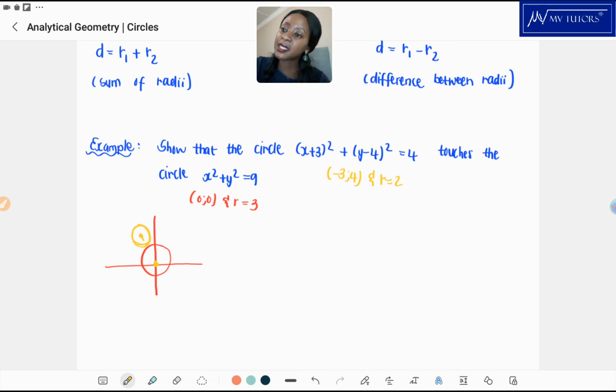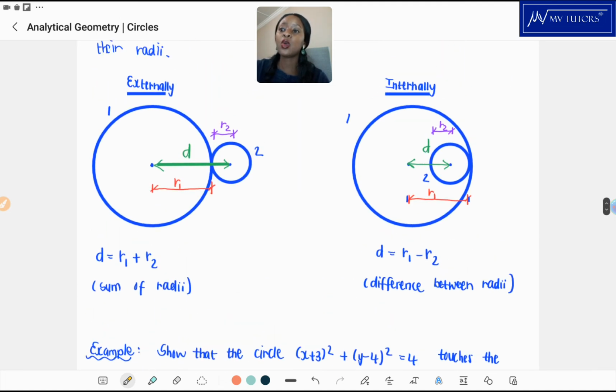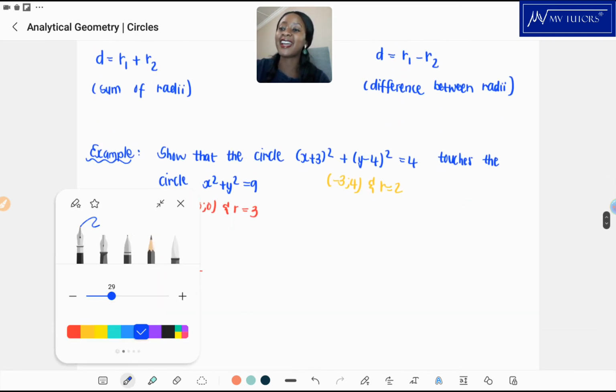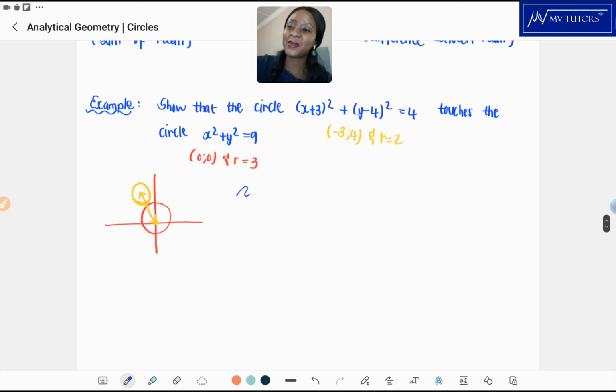I'm going to get the distance between the centers of the circles by using the distance formula. Remember we said that if they touch externally, we take the sum of their radii. I know that the sum of the radii is equal to 2 plus 3, which is 5. So I'm going to have to prove that D, the distance between their centers, is actually 5.